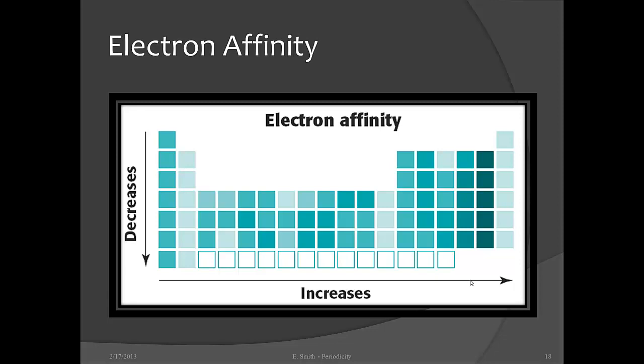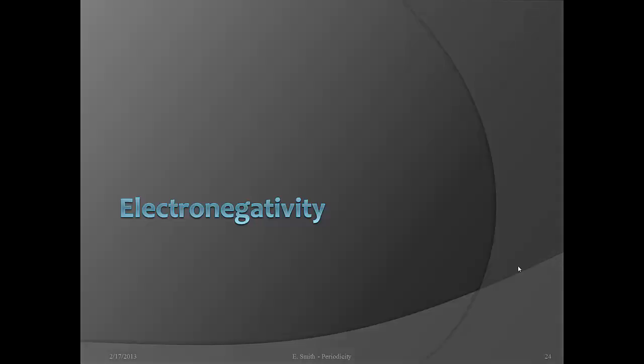Here's a general trend again. Electron affinity decreases as we go down a group, and increases as we go across a period. You can see the colors there. Look at the ones that are right next to the noble gases. There's a huge increase in the amount of energy. And this leads me to the last one, which is electronegativity.